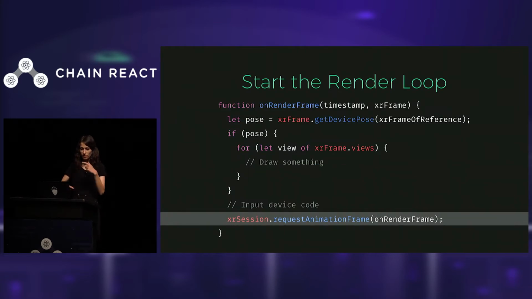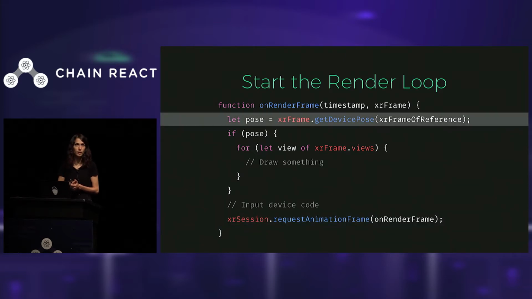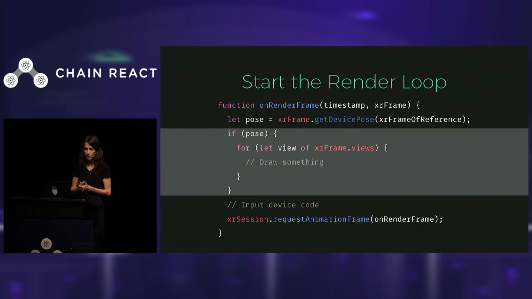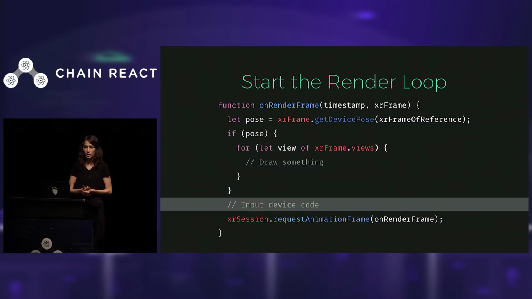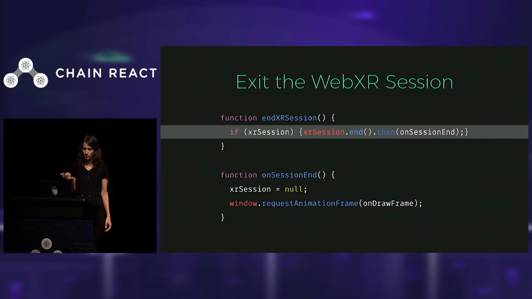We will call this method recursively, which makes the function be called 60 or hopefully more times a second. And within the render loop, we can do the calculations needed to draw the next frame. For example, getting the device's position, and then drawing something on the screen if we have a correct position. And also, if your app listens to user input, we could process it here before calling the requestAnimationFrame function again. Yeah, and that's basically it.